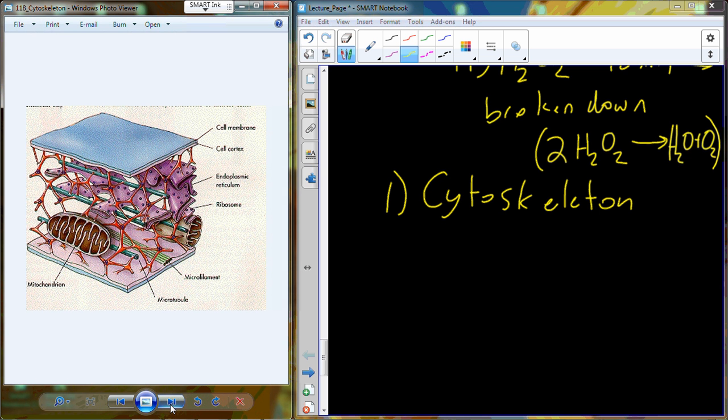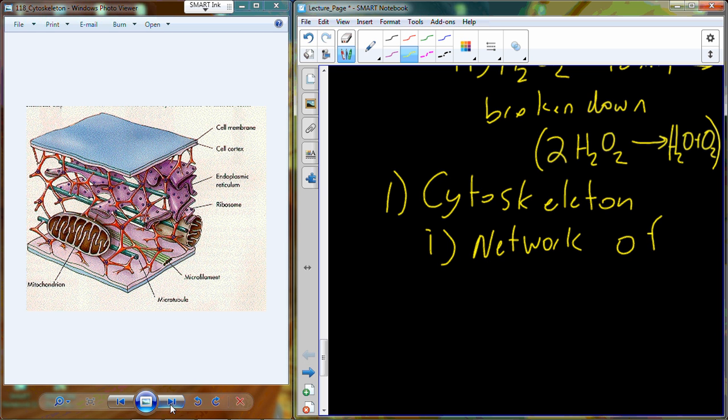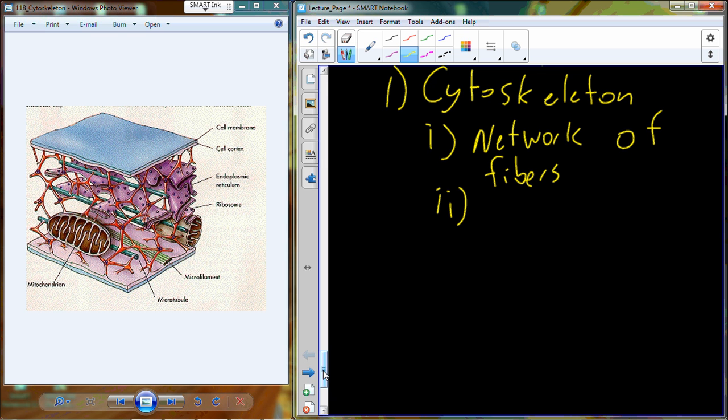The next organelle isn't really a membrane-bound organelle. It's called the cytoskeleton. And really, it's a network of proteinaceous fibers. And they work their way all the way through the cell. And it literally means the cell's skeleton, cytoskeleton. And it helps to support the cell and maintain its structure. So this network of proteinaceous fibers all work together to provide support to the cell.